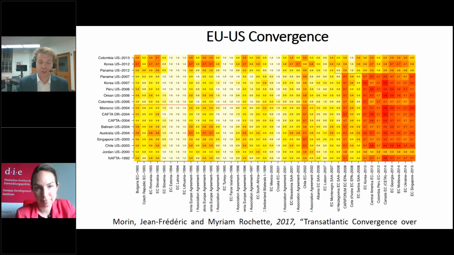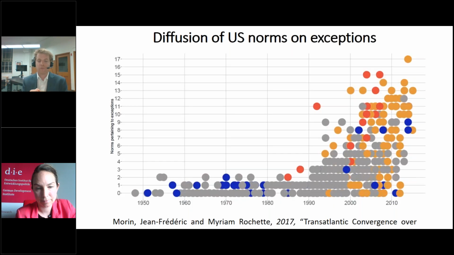An example of this convergence is environmental exceptions included in trade agreements. Each little dot is a different trade agreement. When it's a red dot, it's a US agreement. When it's a blue dot, it's an EU agreement. And you can see the number of environmental exceptions included in these agreements. You can see that the US, and especially NAFTA, which is the first red dot with 11 different environmental exceptions, was a pioneer in including several exceptions for the environment. But the EU is catching up.